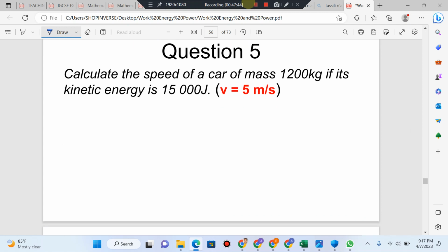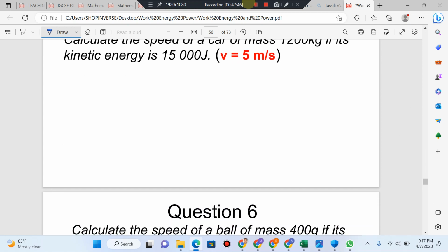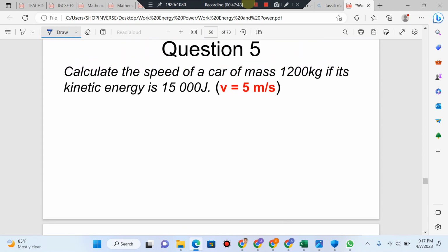Question 5. Calculate the speed of a car of mass 1,200 kilograms if its kinetic energy is 15,000 joules. What will you do? You write the formula for kinetic energy. Kinetic energy is half mv squared. What's the kinetic energy? Kinetic energy is 15,000 joules. So you write 15,000 here.